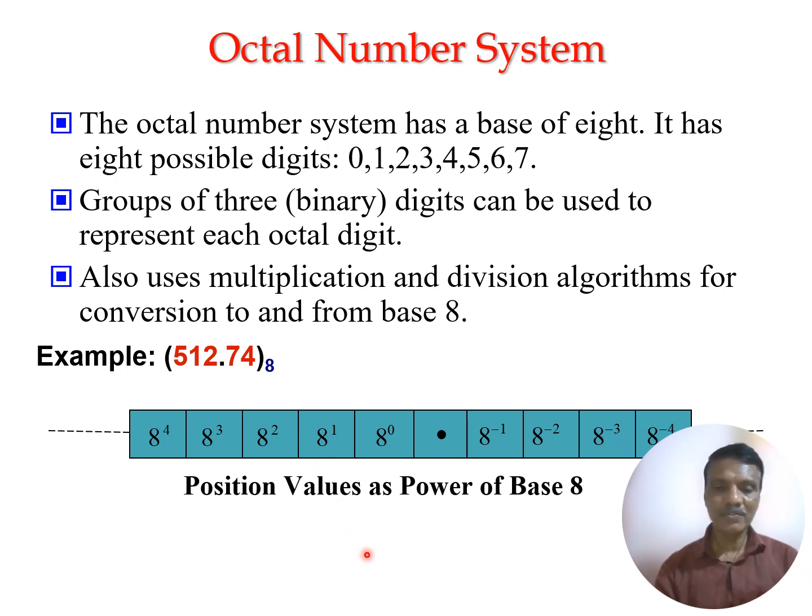And then the position values are powers of base 8. From the fractional point, on the left-hand side, the base value is 8: 8 power 0, 8 power 1, 8 power 2, 8 power 3, 8 power 4, and so on. On the right-hand side of the fractional point, 8 power minus 1, 8 power minus 2, minus 3, minus 4, and so on. So next, each position value.